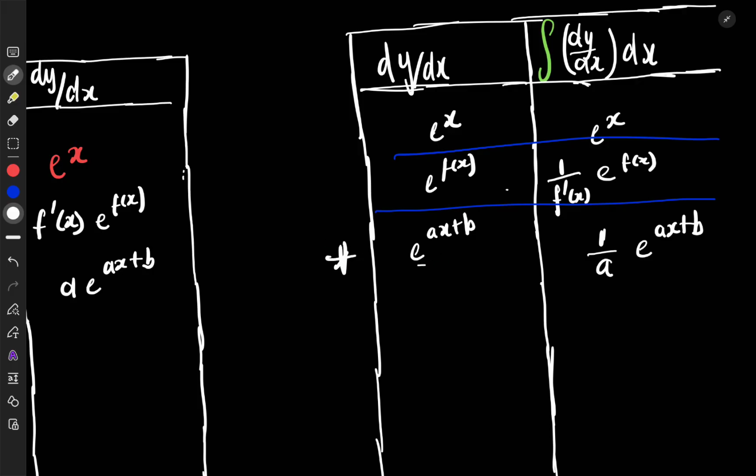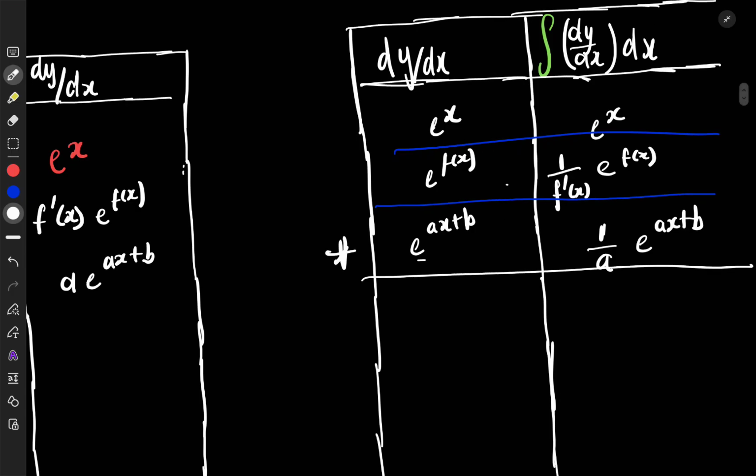We'll put a star on it. This is one of the things they want you to know, which is, what do you get when you integrate e to the ax plus b? It comes back as it is, but you divide by the derivative. But remember to always put your constant of integration c at the end. You always should put your constant of integration c.